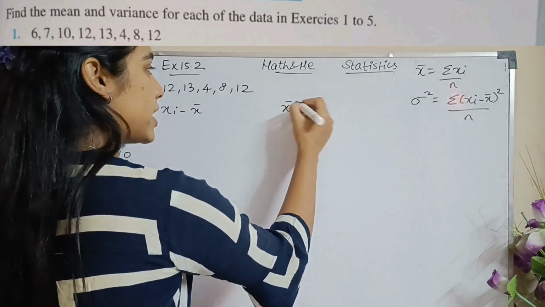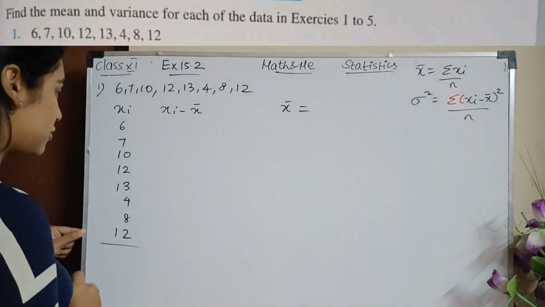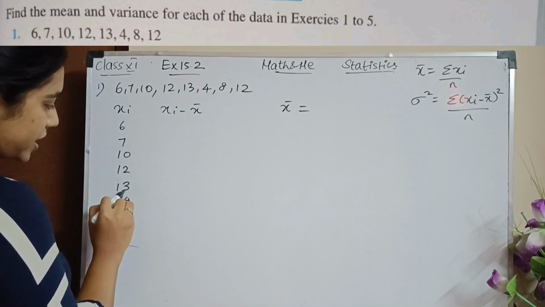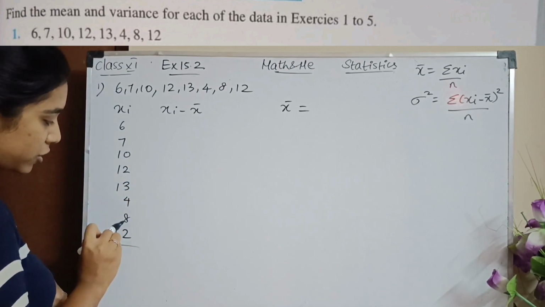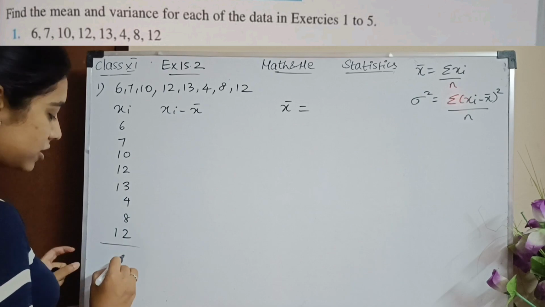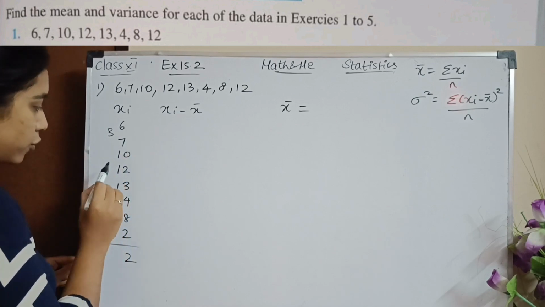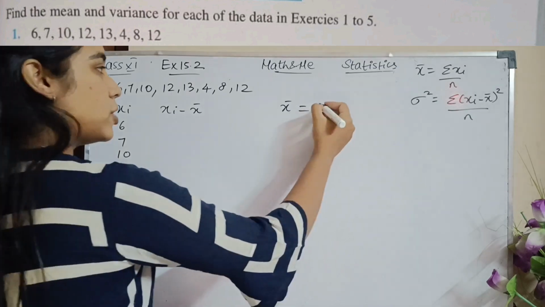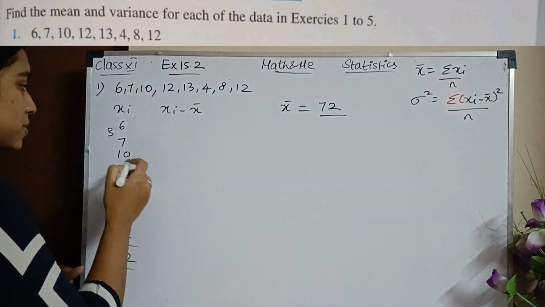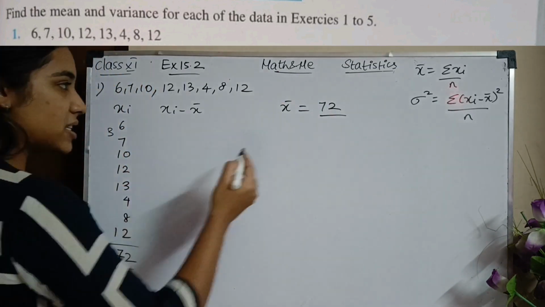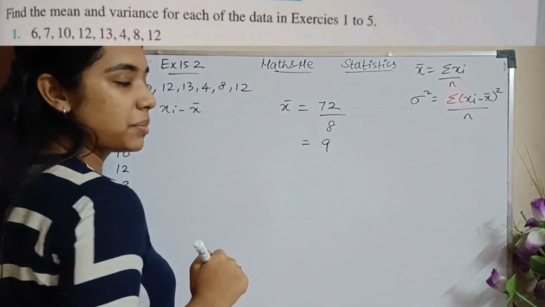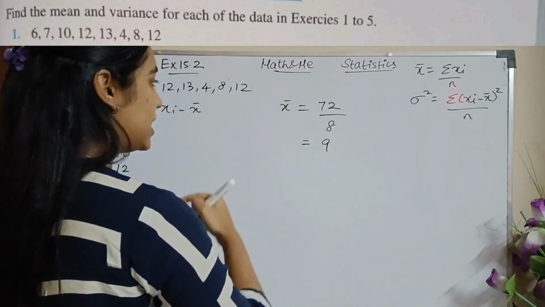So, let me first find out x bar, which is the sum of all xi divided by n. So, the sum of all xi is 6 plus 7 is 13, 13 plus 12 is 25, 26, 27, 28, 28 plus 4 is 32, 32 plus 8 is 40, 42. I have 72 as the sum of all observations. So, 72 divided by the number of observations, which is 1, 2, 3, 4, 5, 6, 7, 8. So, 72 divided by 8 is 9. Okay. So, my mean is 9.